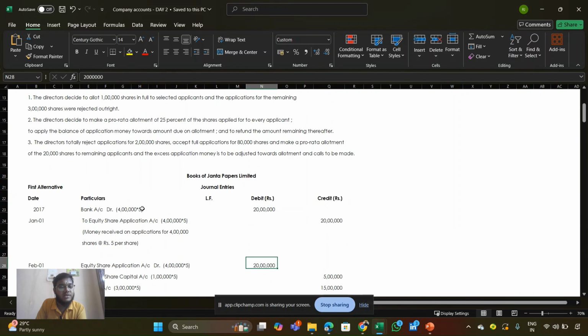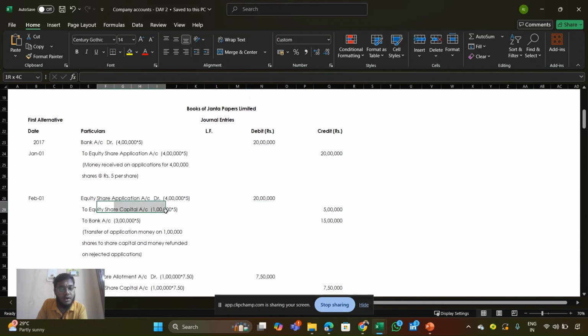Then what they have said is we need to account only 1 lakh shares, and the balance 3 lakh should be rejected. So 1 lakh will be transferred to equity share capital: 1 lakh into 5, where 5 is the application money. The balance will be rejected. Rejected and refunded means the bank account should be credited. While receiving, the bank account is debited; while rejecting and refunding, the bank account will be credited. So 15 lakh, the balance amount, will be credited.